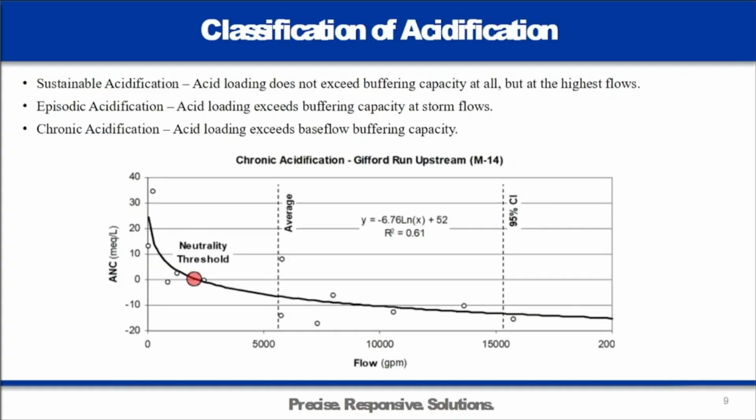Now, chronic acidification is exactly what it sounds like. This is when you go to the stream at a base flow, so a low flow time, you will have an acidic condition. So this is when the base flow buffering capacity of the stream is equal to the base flow acid loading.